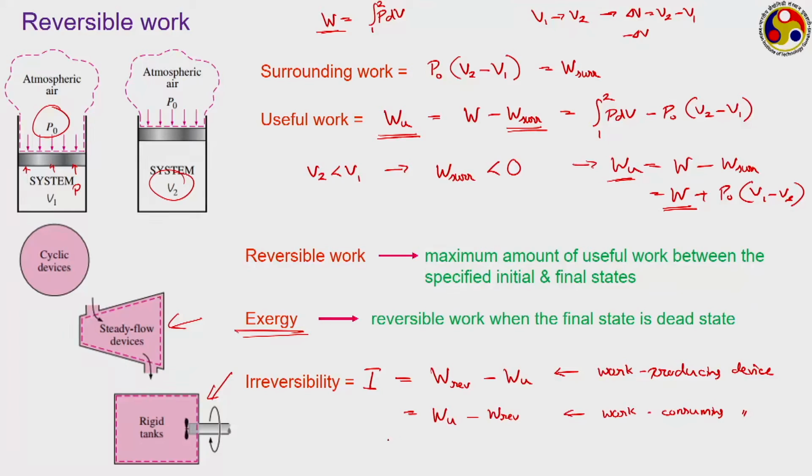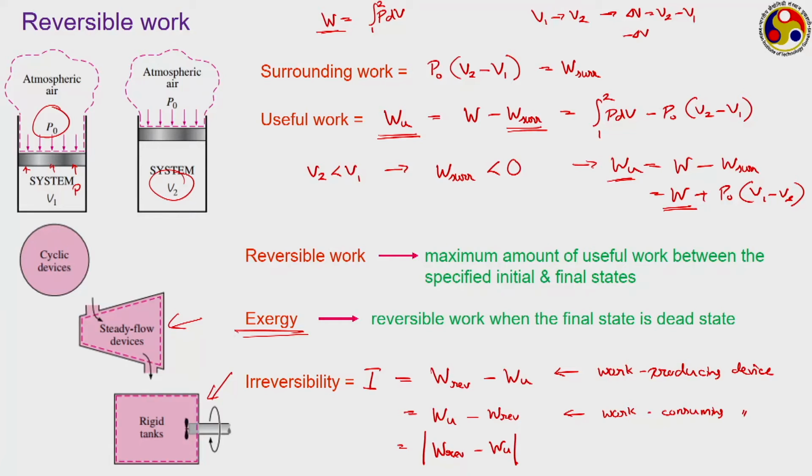Sometimes we can define a common definition, which is just the magnitude of the difference between the reversible process and the useful process. If you are talking about a work producing device, reversible work will be higher, whereas if you are talking about a work consuming process, the useful work will be higher, and their difference, the irreversibility, is always a positive quantity.